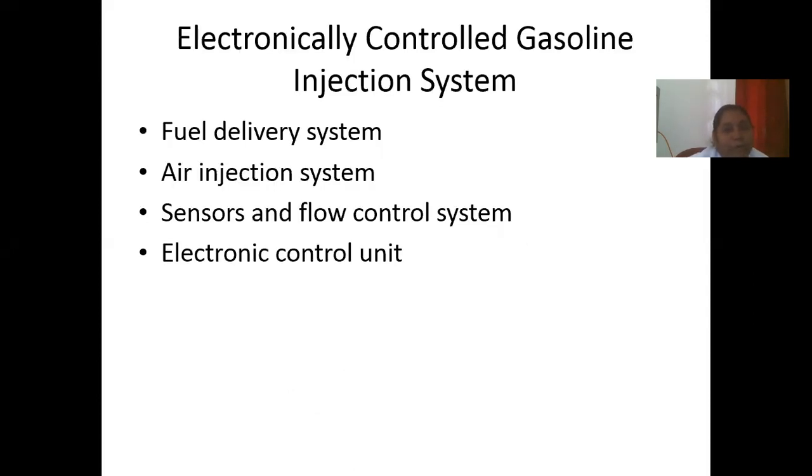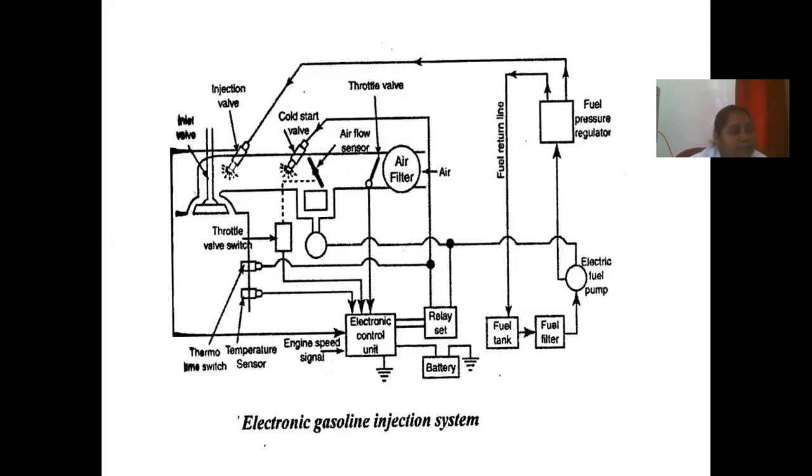Then, the electronically controlled gasoline injection system has four factors: first, the fuel delivery system; second, the air injection system; third, the sensors and flow control system; and fourth, the electronic control unit. First one, the fuel delivery system. The reason for using gasoline fuel injection is to control the air-fuel ratio of the engine more precisely.